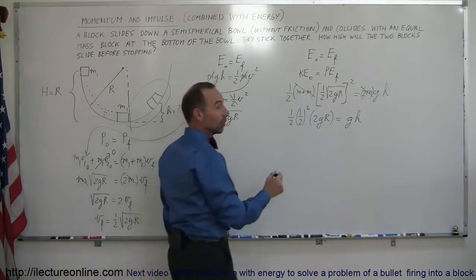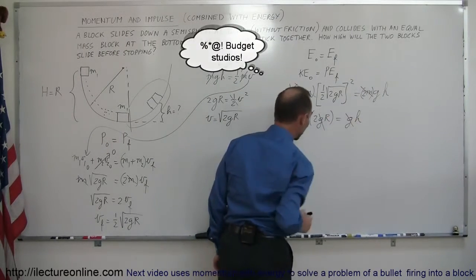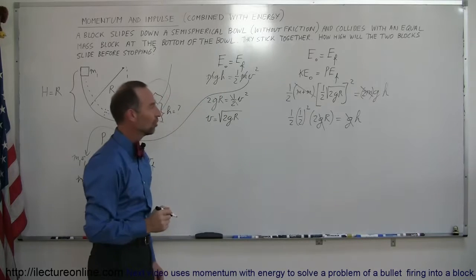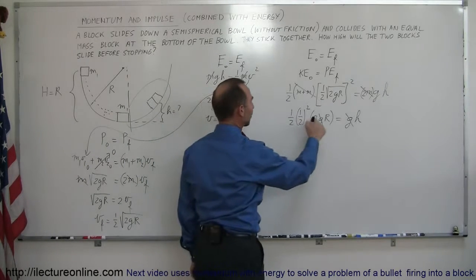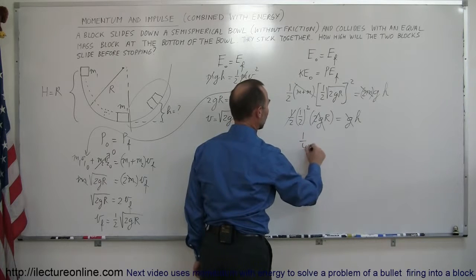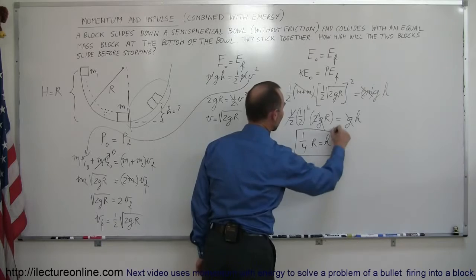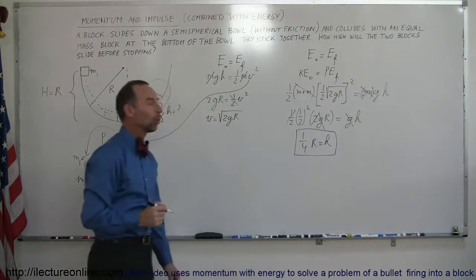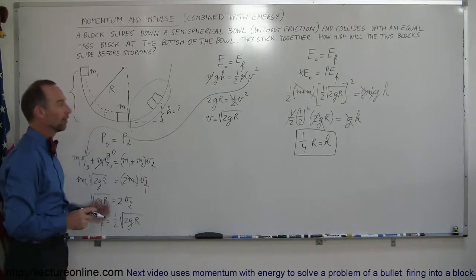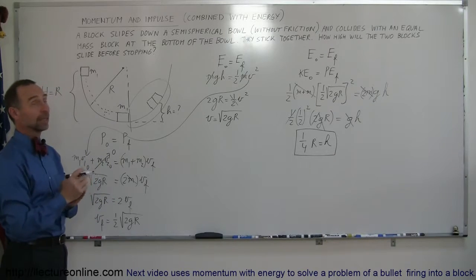Then notice we have a g on both sides. We had a little accident there, but we'll just keep right on going. So we'll cancel out the two g's on both sides. This 1/2 cancels out that 2, so that cancels out, and now we have 1/4 times r equals h, and that would then be the final answer. h is 1/4 the radius of the bowl for the final height of the two blocks. So there's a good example.